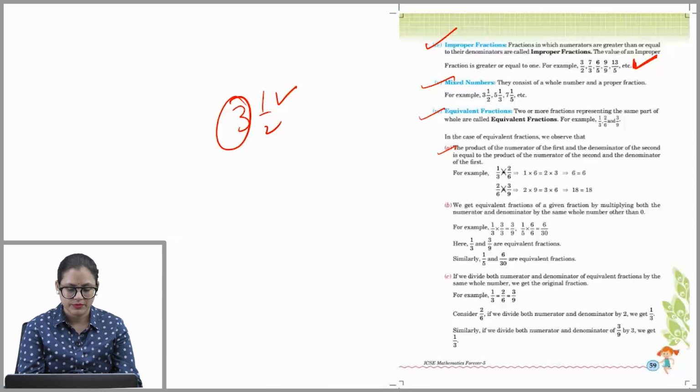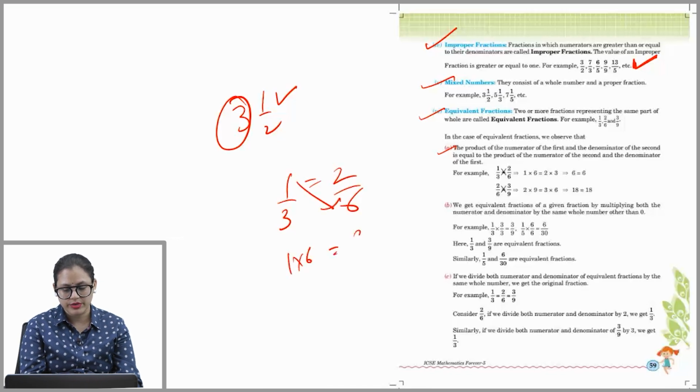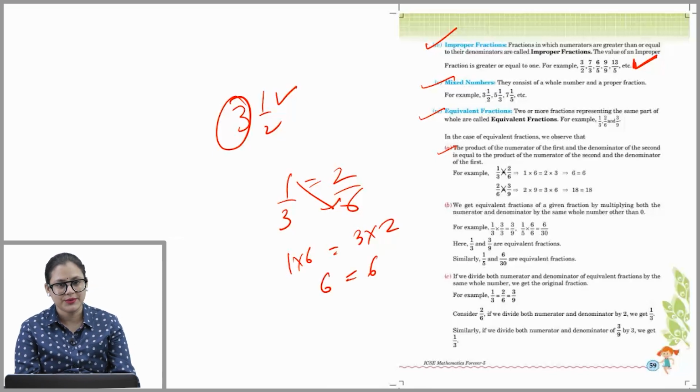For example, 1 by 3 equals 2 by 6. Let's cross multiply. 1 into 6 is equal to 3 into 2. 1 into 6 is 6 and 2 into 3 is 6.